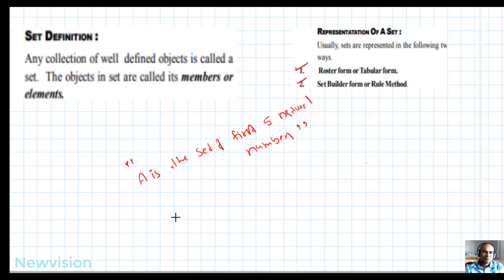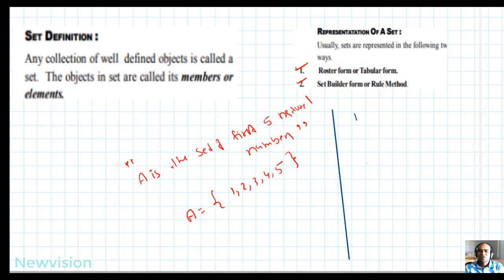Roster form first. I want to write this set in roster form. A equal to, write flower brackets. Write all the elements which belong to that set, the first 5 natural numbers: 1, comma, 2, comma, 3, comma, 4, comma, 5. This is the roster form of this set. One more example I will take. Students, listen now.